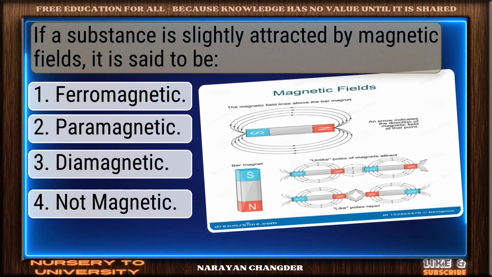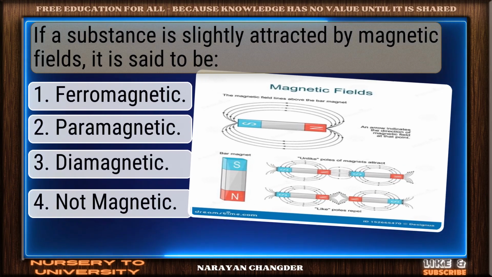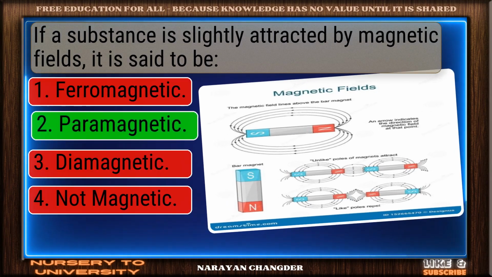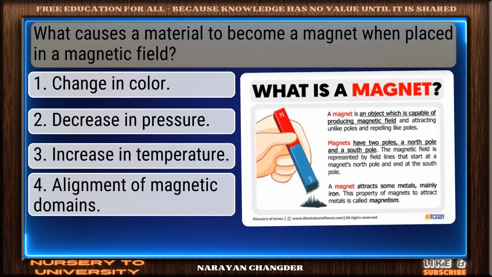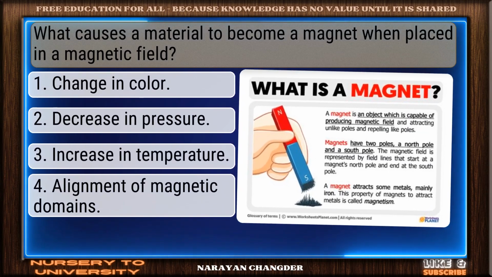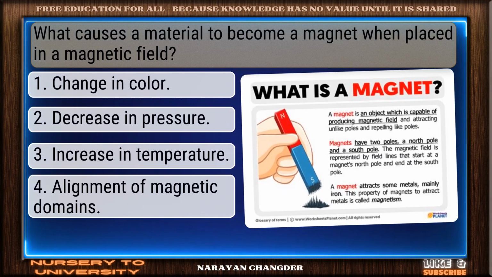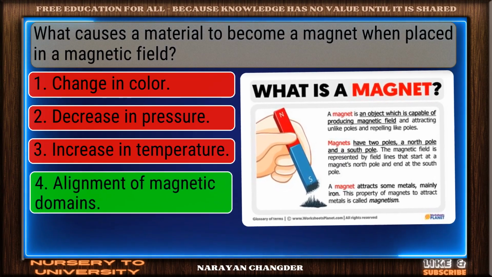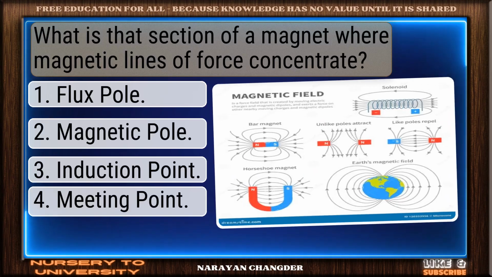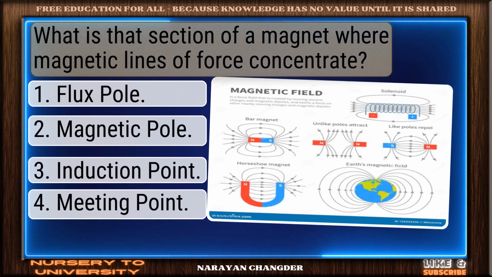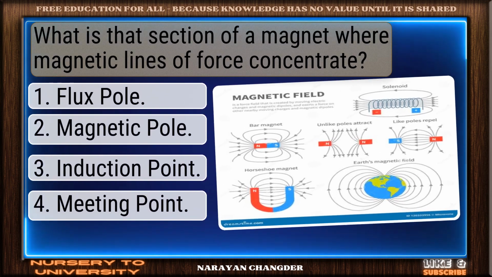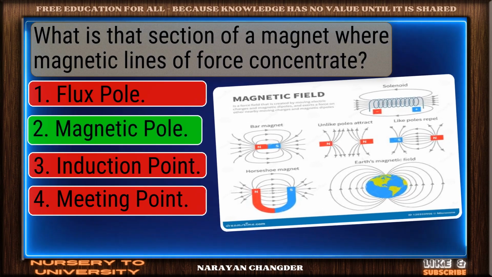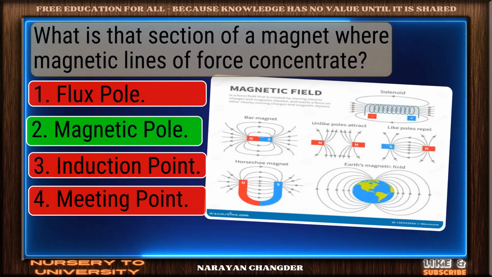If a substance is slightly attracted by magnetic fields, it is said to be. Well picked. Paramagnetic is the correct answer. What causes a material to become a magnet when placed in a magnetic field? Valid point. Alignment of magnetic domains is true. What is that section of a magnet where magnetic lines of force concentrate? You're right. Magnetic pole is the correct answer.